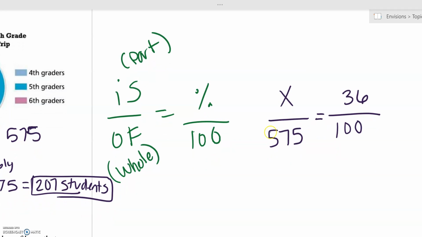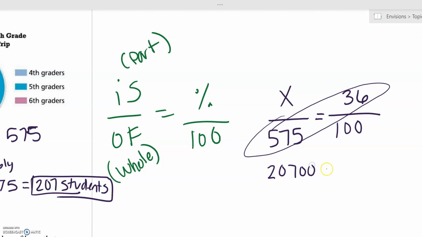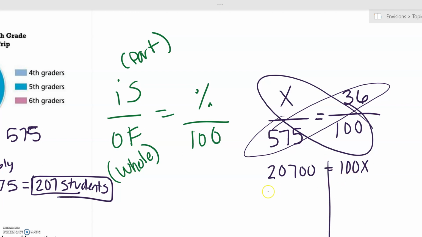So to solve proportions, you want to multiply diagonally. So I'm going to multiply here 575 times 36, which is going to be 20700. All right, and then I multiply here. x times 100 is 100x. All right, and then my last step is to solve my equation. Remember, whatever we do to one side, we have to do to the other side. So I'm going to divide both sides by 100 because I want x by itself. Remember those rules. And I'm going to get 207.